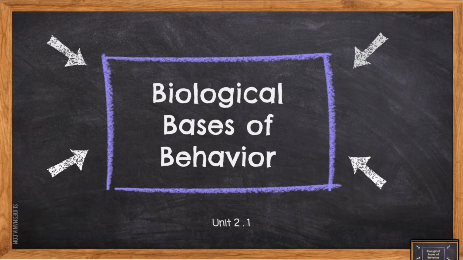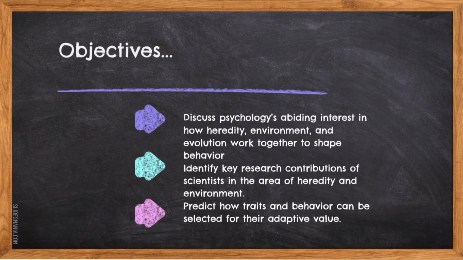This is Miss Seguin, and today we're going to be talking about the biological basis of behavior. We are in Unit 2.1. Our objectives for the day, what we're going to learn today, we're going to discuss psychology's abiding interest in how heredity, environment, and evolution work together to shape behavior. Because ultimately the question that we're asking is, what causes human behavior, right?